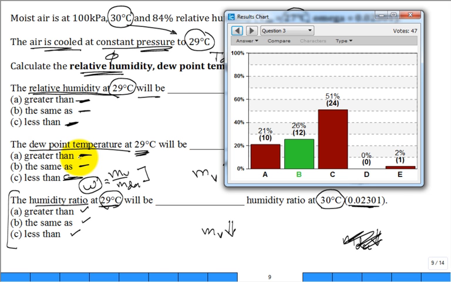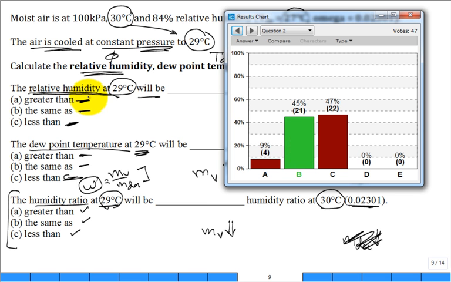What do you think the dew point temperature does? Do you want to grade it or not, or redo it? All right, just grade it. Stays the same. Until you hit the dew point temperature in the cooling process, the dew point temperature is just going to remain the same temperature.